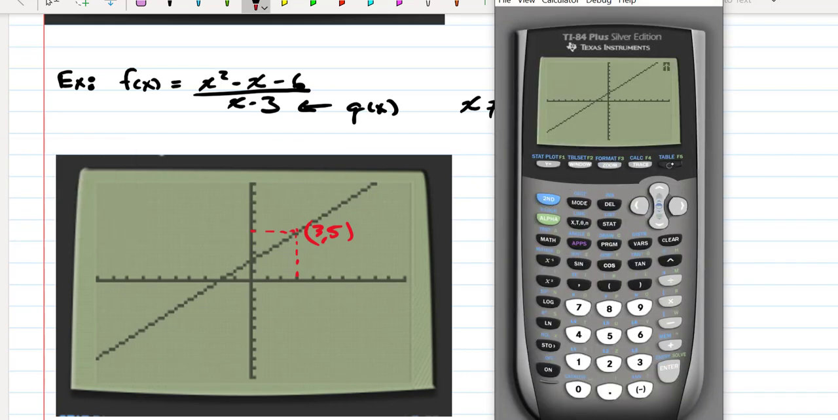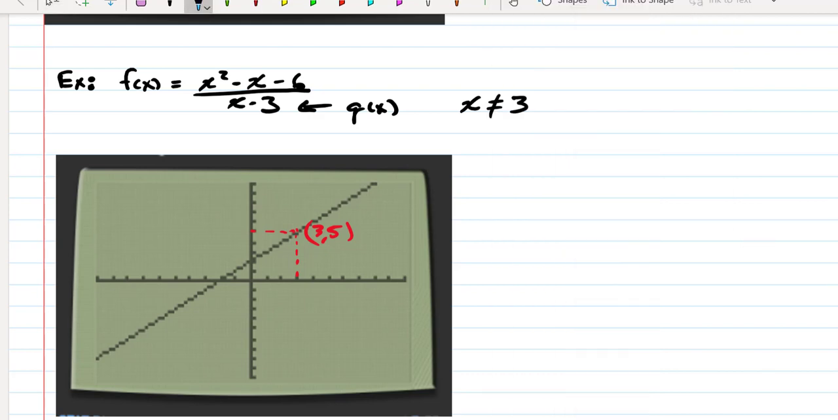Let's investigate further. If I go second table, when I go to the input 3, what does my calculator tell me the corresponding output is? Oh, error. It doesn't say 5, right? Well, why is that? Because what happens when I put 3 into the original function? 3 minus 3 is 0, and we can't divide by 0. So let's analyze this a bit further.